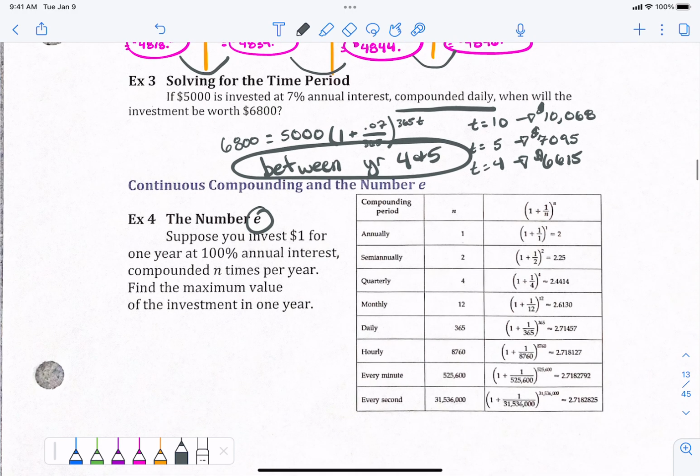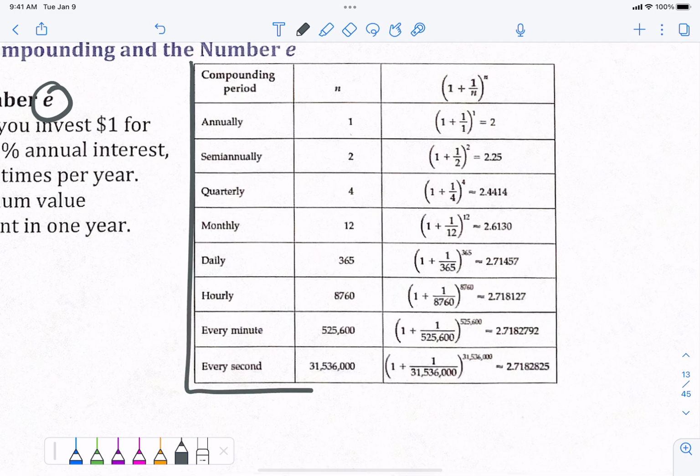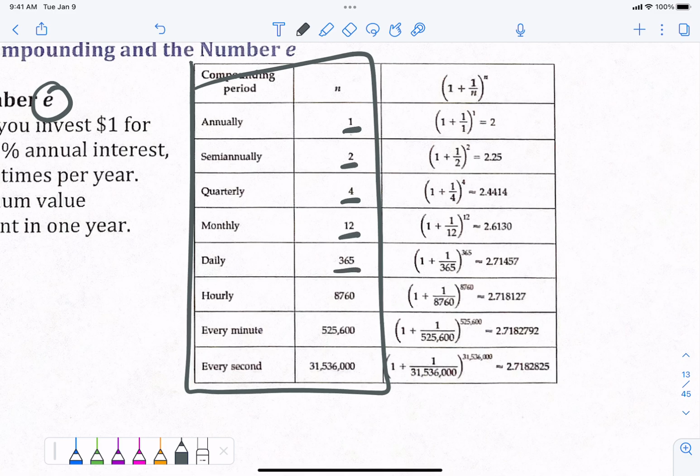All right, so we're just going to talk about this one. This one here, this is like your little box right here. If they ask for annually, your N is going to be 1, semi-annually or biannually is going to be 2, quarterly is 4, monthly is 12, daily is 365. If they say hourly, you're going to use an N of this. Every minute, you're going to use this.